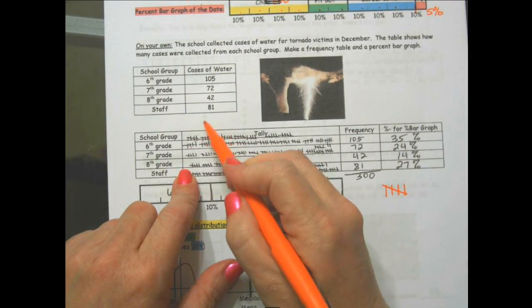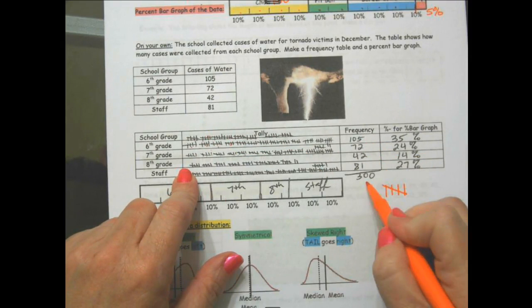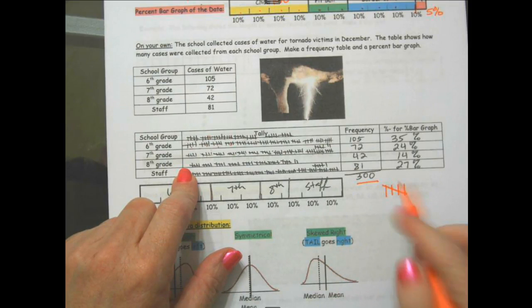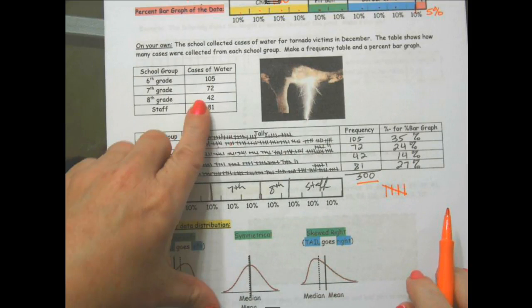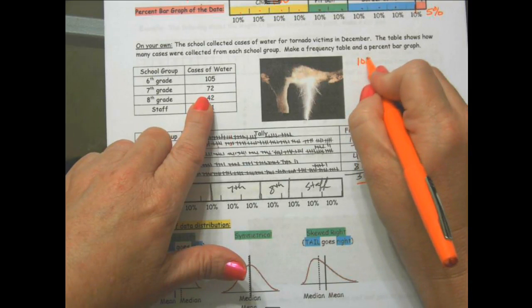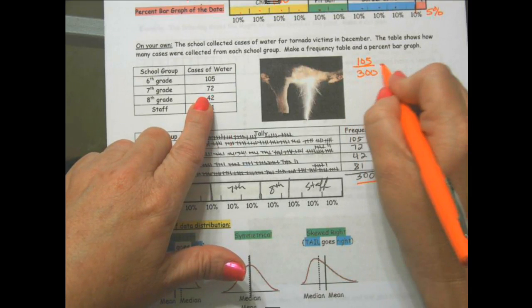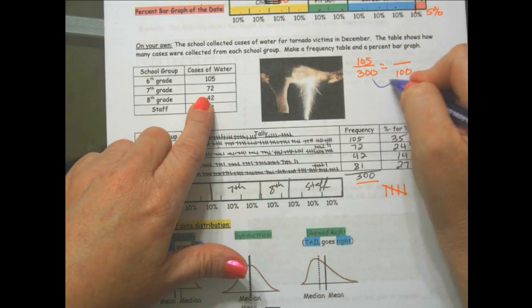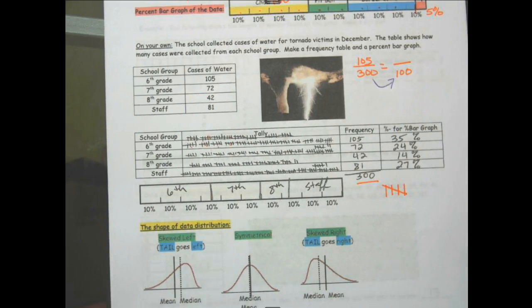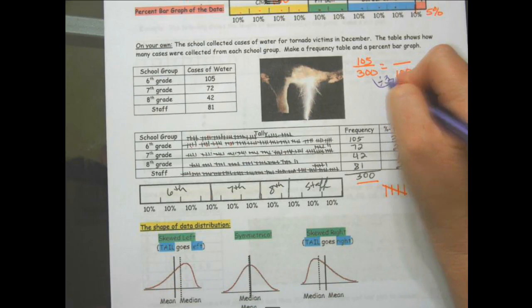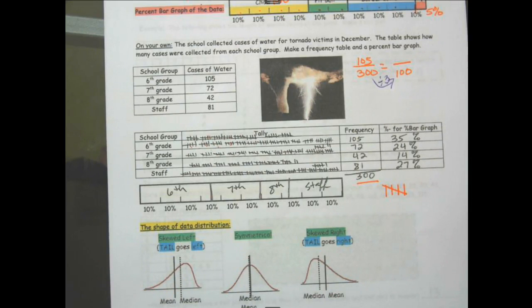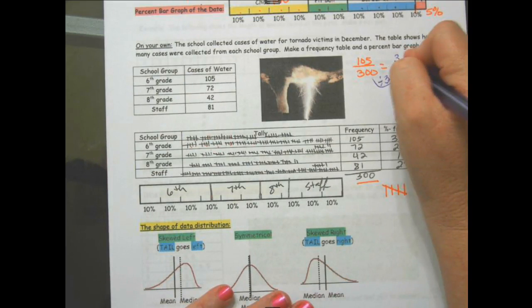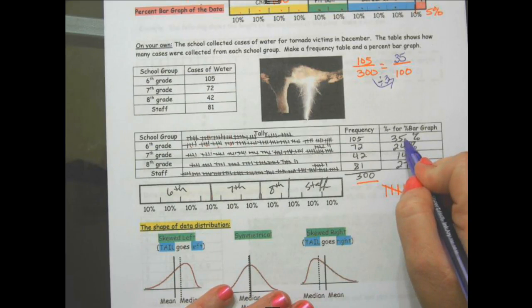When you add up all the tally marks, that was 300. So now to find the percent of each one, you would do 105 out of 300, and we want to go to 100 because we're talking about percent. How does 300 go to 100? Divide by 3. So 105 divided by 3 is 35. So that was 35%.